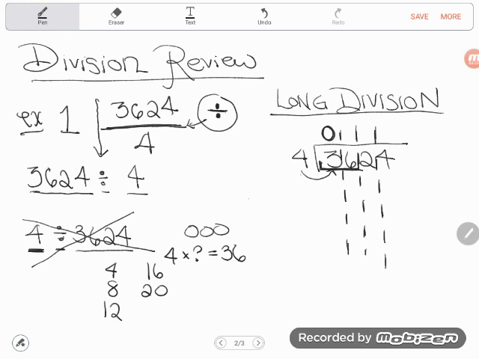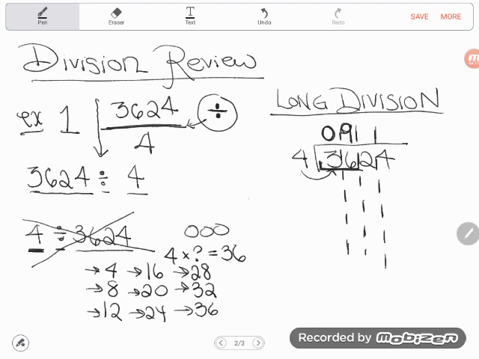4, 8, 12, 16, 20, 24, 28, 32, 36. And I counted by 4s. Now, how many times did I count? 1, 2, 3, 4, 5, 6, 7, 8, 9. There were 9 4s in 36, so I'll put that 9 up there.